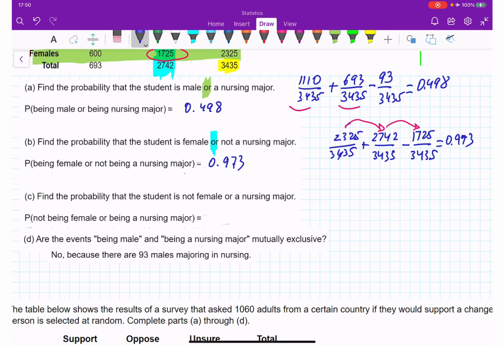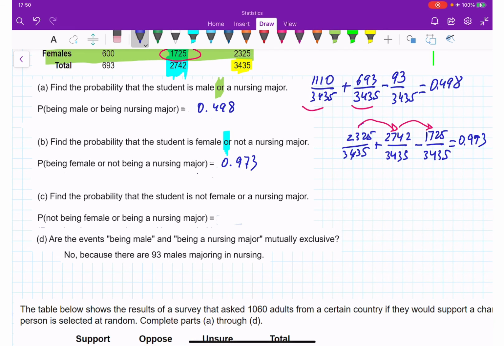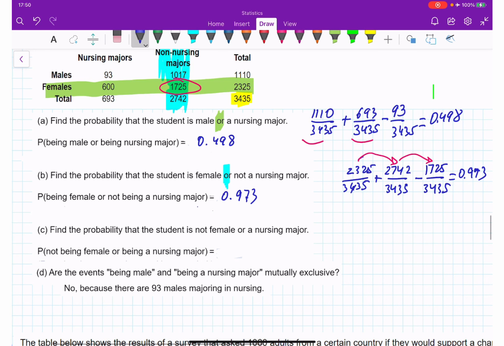Find the probability that student is not female or nursing major. So we have here total female or male, right? In this table. If it says not female, then it means male, right? If I look at this case, A, it says male or being a nursing major, which is going to be 0.498. Same question, they just redid it. Instead of saying male, it said not female. And there is only male and female. If it's not female, then it's going to be male.